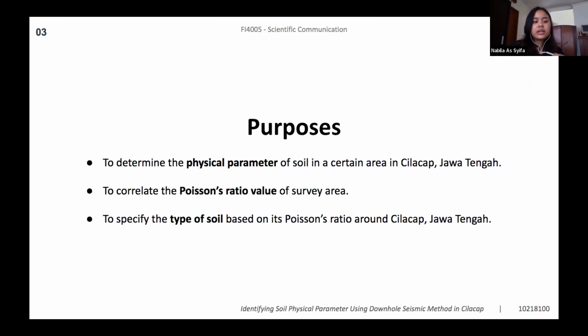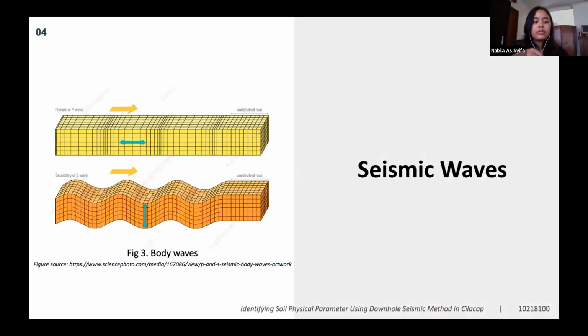Next, I will continue to tell the purposes of this research. There are 3 purposes, and what are those? The first one is to determine the physical parameter of soils in a certain area in Chilachep, Jawa Tengah. And the second one is to correlate the Poisson's ratio value of the survey area. And the last one is finally to specify the type of soil based on its Poisson's ratio around Chilachep, Jawa Tengah.